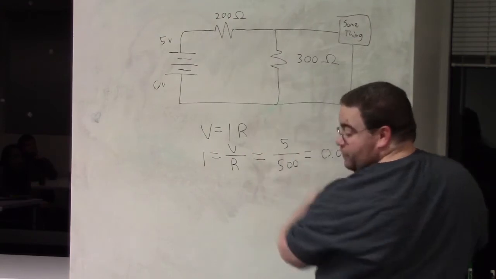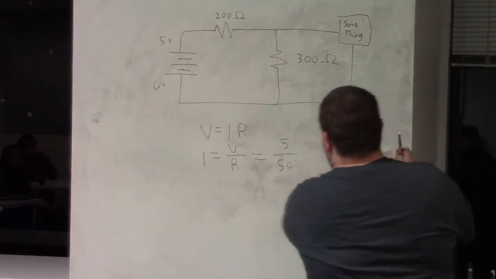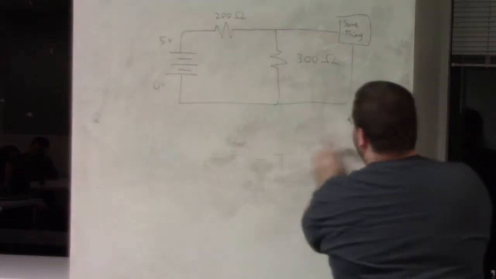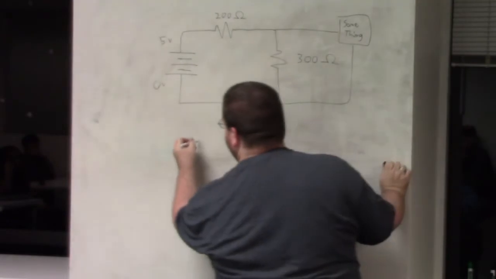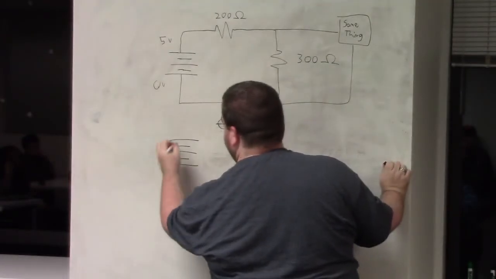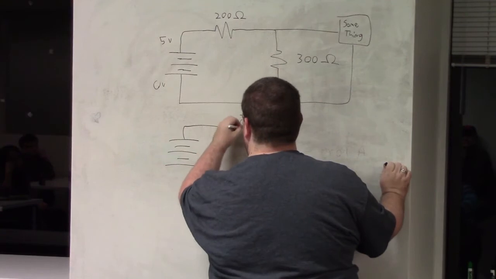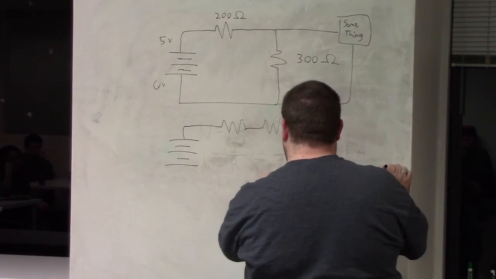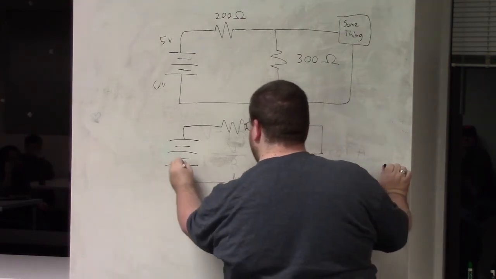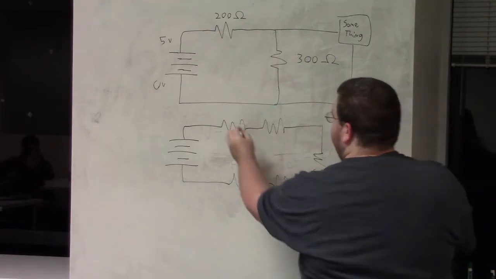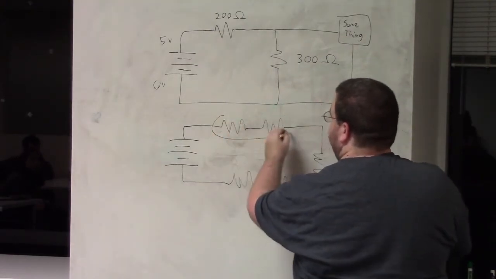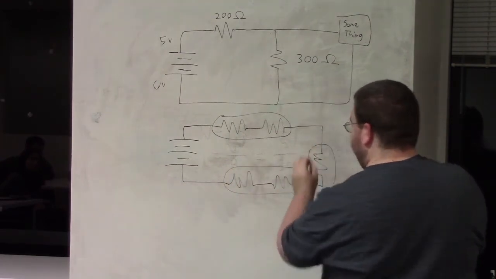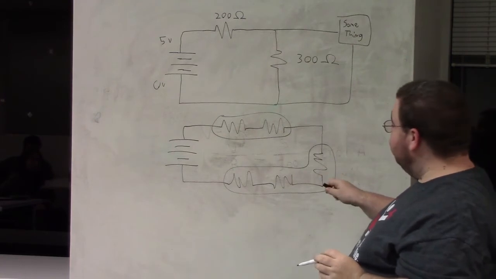Let me write this out a different way. This might make it a little easier to follow. It's a terrible drawing. So these are each 100. Okay. So this is our 200. This is our 300. Okay.